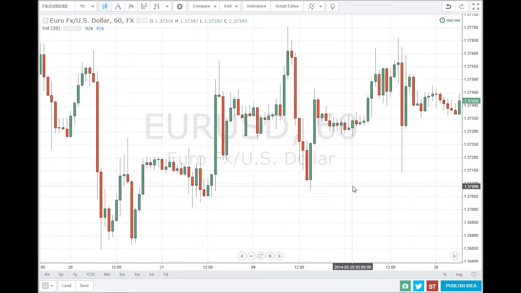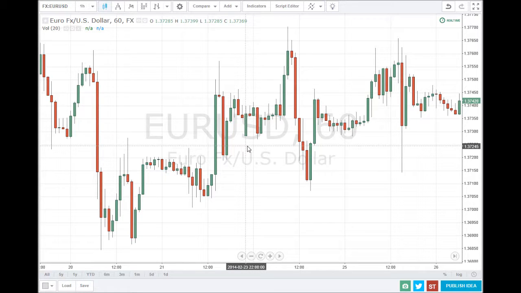This is an hourly chart of the euro against the US dollar. The chart is displaying the price action of the last couple of days, and we're going to use this price data as part of our analysis in preparation for our trading for the day. So let's analyze this price data.